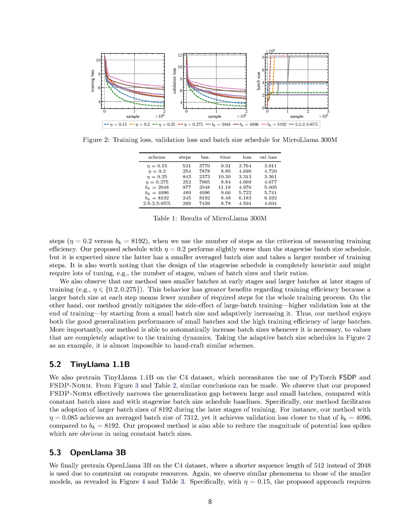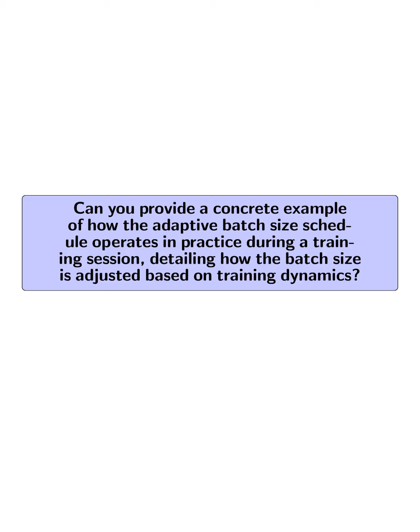By utilizing these norm tests, the adaptive schedule ensures that batch sizes are dynamically adjusted to optimize training efficiency while maintaining generalization performance, allowing for larger batch sizes in later training stages while starting with smaller ones to mitigate loss spikes. Can you provide a concrete example of how the adaptive batch size schedule operates in practice during a training session, detailing how the batch size is adjusted based on training dynamics?